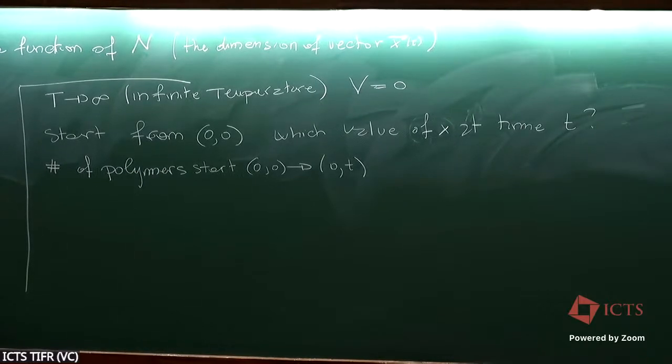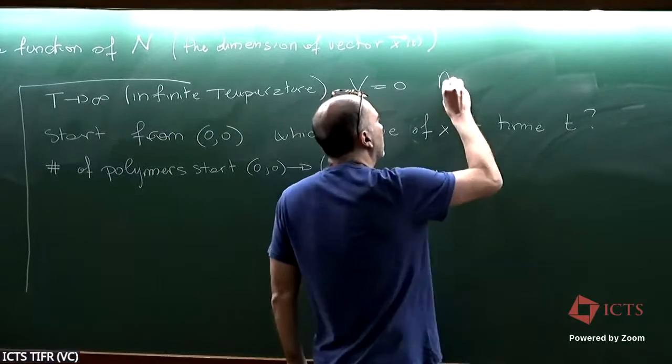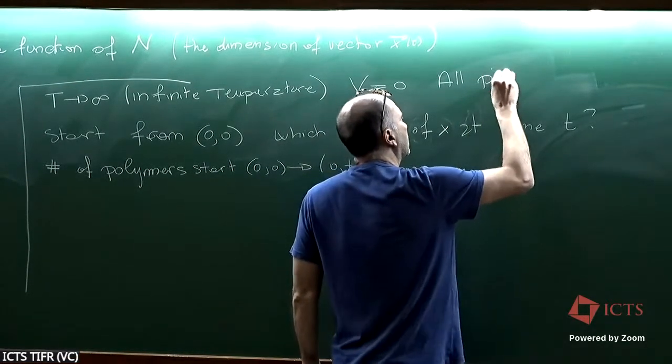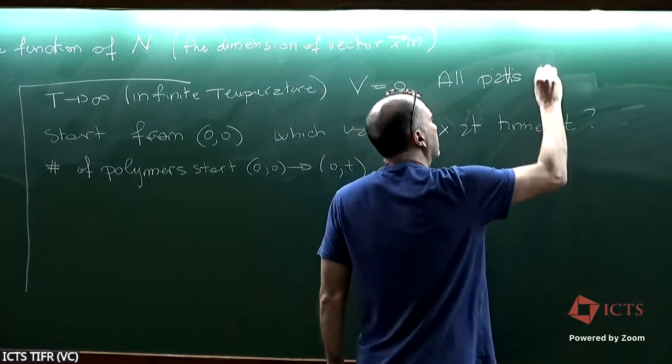So now what I'm saying is that at infinite temperature all the paths have the same weight, okay? Which is the same as saying, if I look at the pure problem without the potential, then all the paths have the same energy, 0, and so I pick one of them at random. So it's a kind of infinite temperature calculation. Here, if you want, all paths have the same probability.